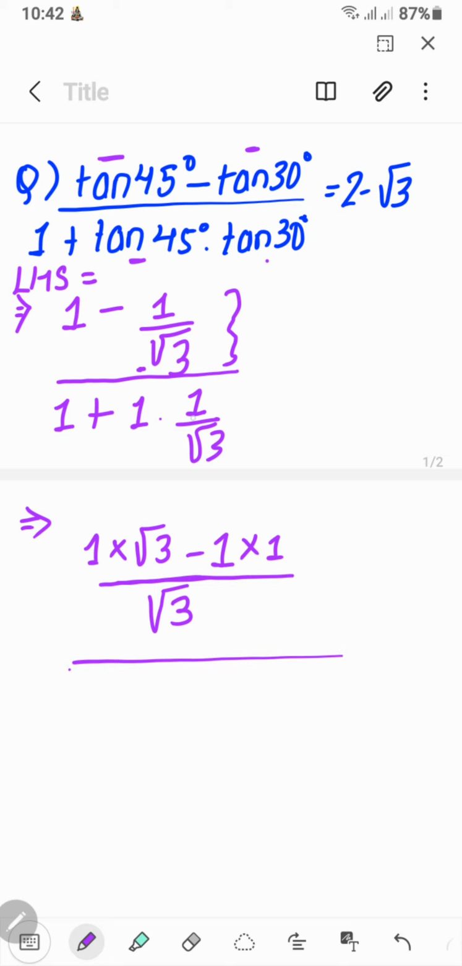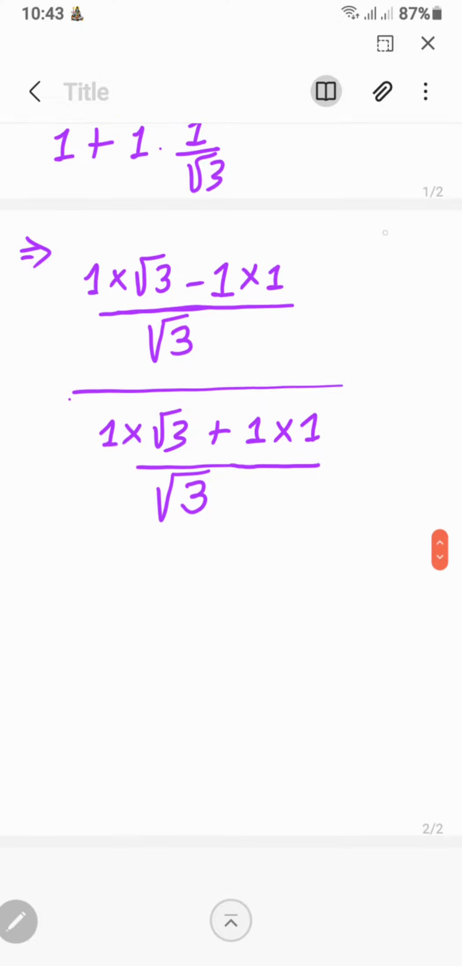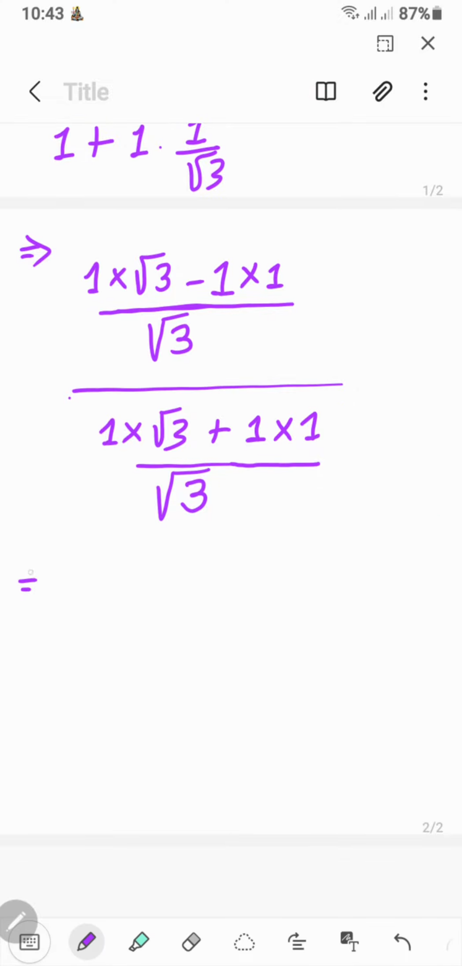And here also 1 into 1 is 1. So in this step also I am going to take LCM. Root 3 is LCM. So again 1 into root 3 because it has nothing at its denominator, plus 1 into 1. It already carries this root 3 at its denominator. Now let's keep on solving. Root 3 into 1 is root 3 minus 1.